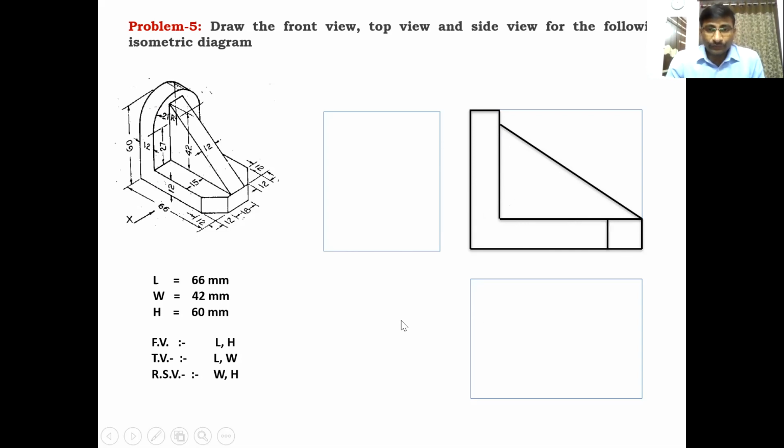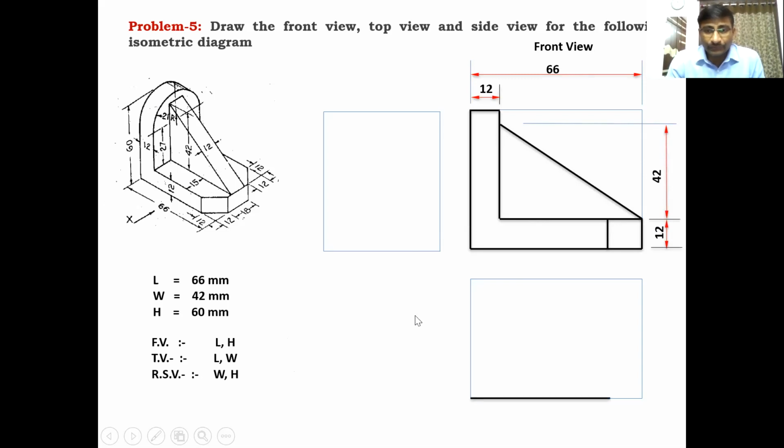Then coming to the top view, this is the 66 length. I'm giving the dimensions for the front view. 66 is the length, and 12 mm, this is the 12 mm. The height is also 12 mm, and this is the 42. At a distance of 42, you have to locate this point and join that point with the end point. This is the inclined surface which is visible. Okay, this is the front view.